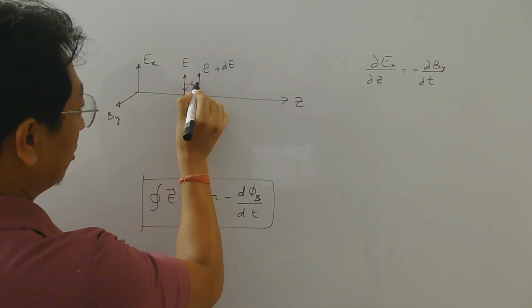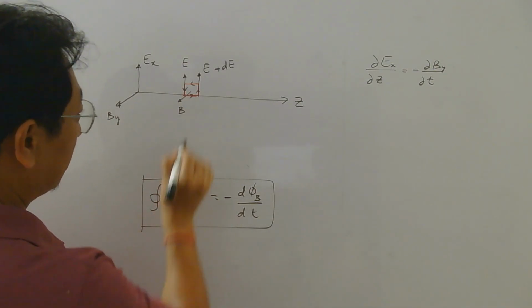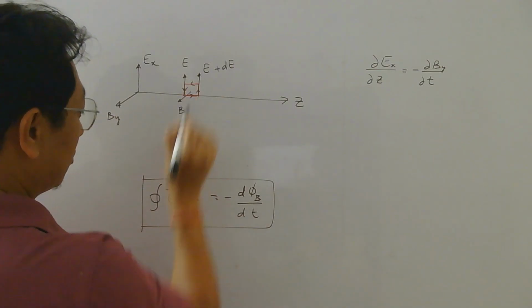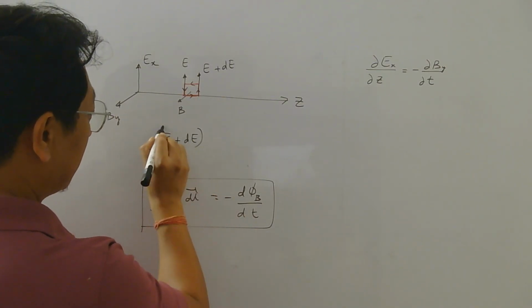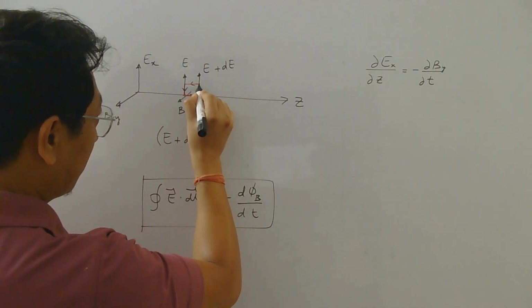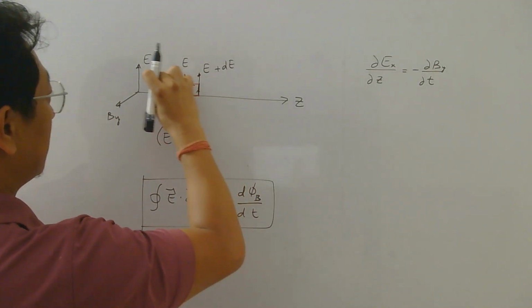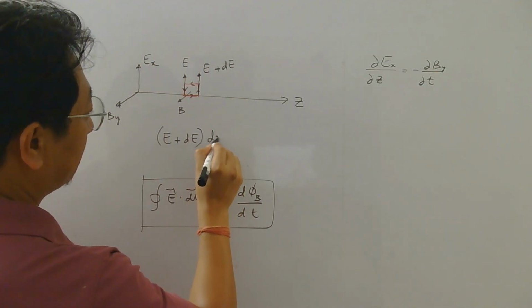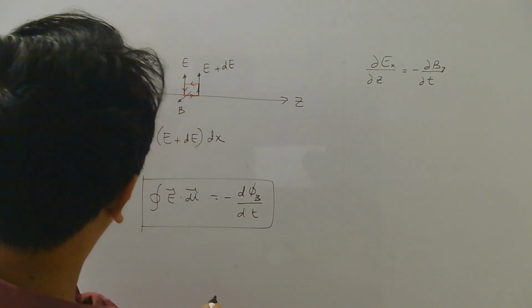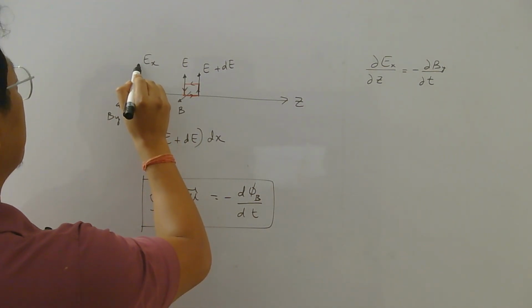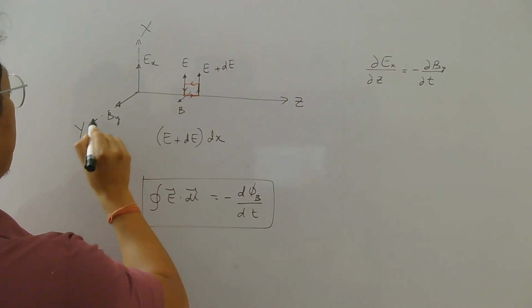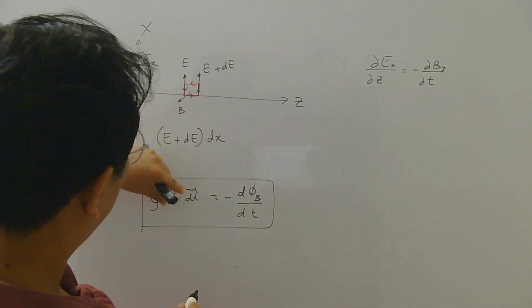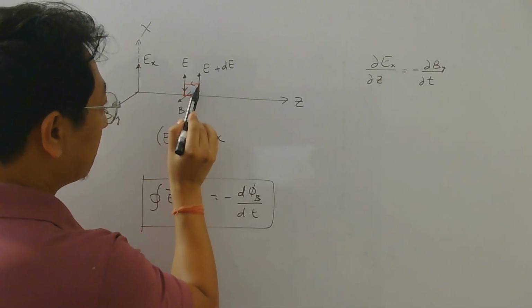dl is along the loop, electric field is also this side, so this dot product will give me E plus dE times the length of this part, and that length you can see is dx, right? Because this part is parallel to x-axis. This is your x-axis, isn't it? And this is your y-axis, correct? So this dot product I completed for this part of the loop.